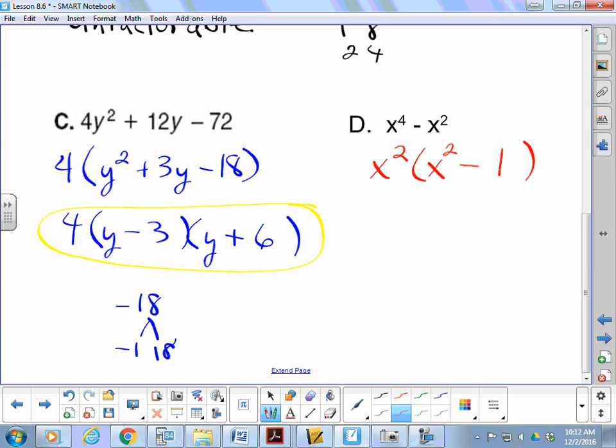Right? So, hey, I have 2 terms separated by a minus sign. So are these the difference of 2 squares? And the answer is yes, because this is x squared here, right? What number squared equals 1? 1. So we get x squared times x plus 1 times x minus 1.